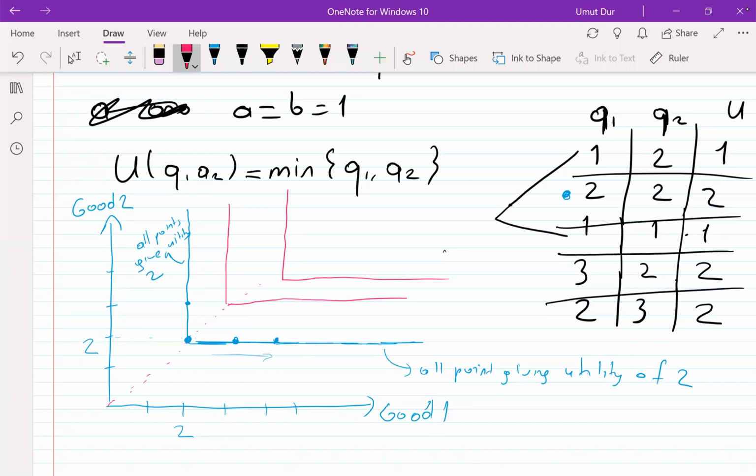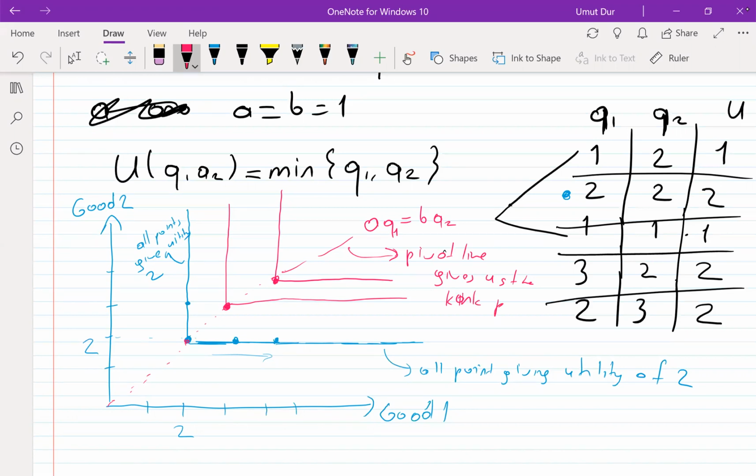So in fact there is a pivot line here, and this pivot line is aQ1 equal to bQ2. This pivot line is giving us these kink points, the corner points.